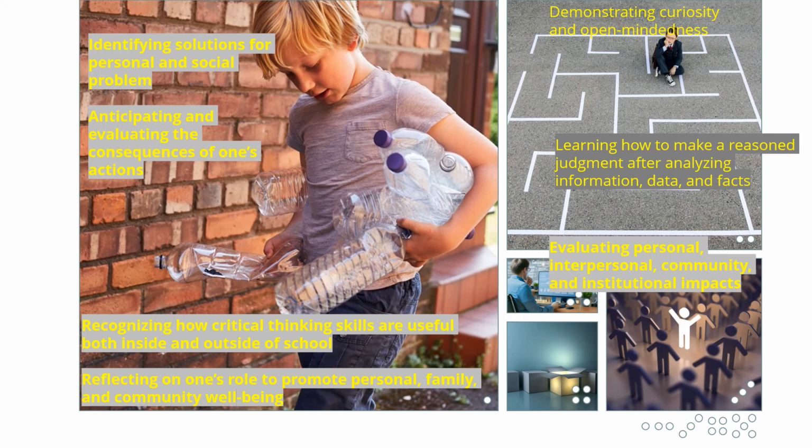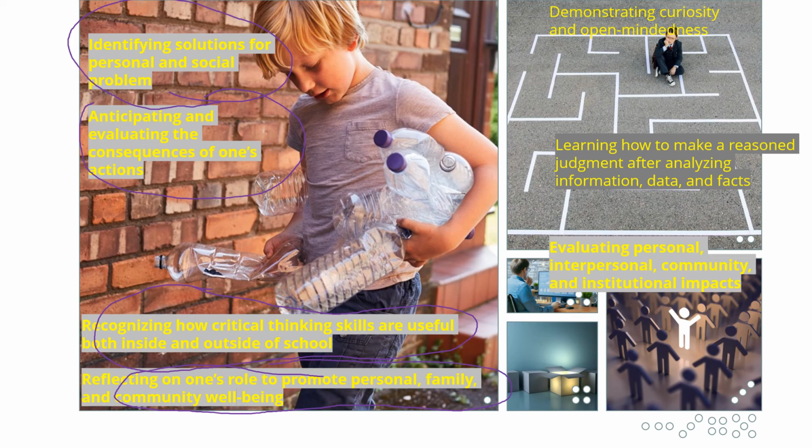Let's start with identifying solutions for personal and social problems. So that's one of the skills that you build through this competency. You also learn how to anticipate and evaluate the consequences of one's actions, as you can see in this image. And then you also learn how to recognize critical thinking skills and why they're useful both inside and outside of school. And you start reflecting on one's role to promote personal, family, and community well-being.